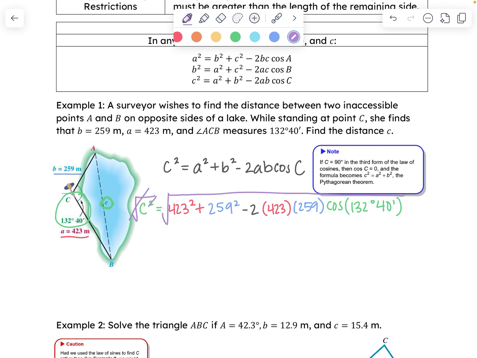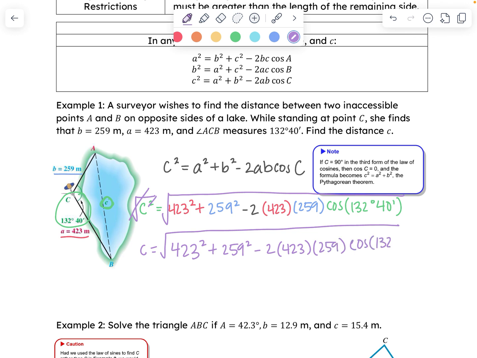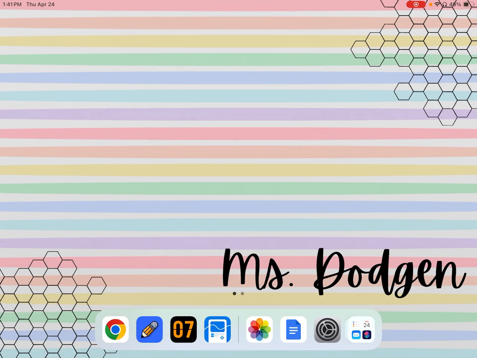Now, normally when we take a square root, we use a plus or minus, but we are trying to find a distance across the lake. So that's going to be a positive value. So I'm just going to take the positive square root. So the square root of 423 squared plus 259 squared minus 2 times that 423 and that 259 again times the cosine of 132 degrees and 40 minutes. And I'm going to go ahead and plug it all into my calculator.